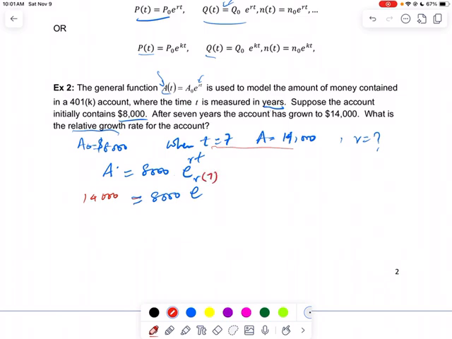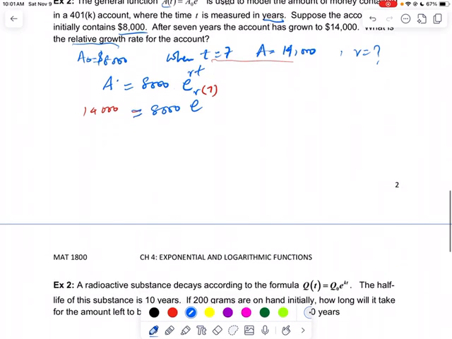Okay, so now what do we do next? The next step is that we divide. These questions will always be done in this manner. The next step would be to divide by the initial amount.